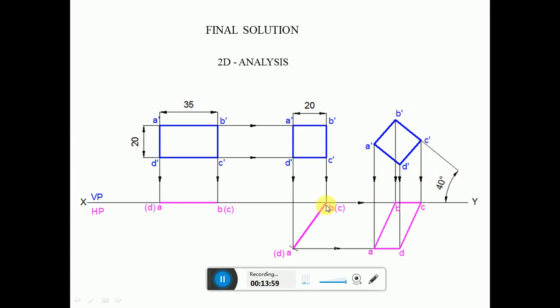So which is the side which is resting on VP? That is BC, and that side is now parallel to VP and perpendicular to HP. You make that line inclined at 40 degrees to HP. Once you do that, you are going to get the corresponding top view. So this is how, since we have satisfied all the conditions which were given in the problem, the problem is right.